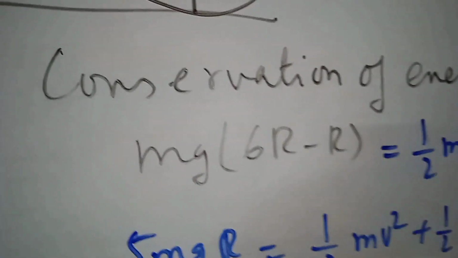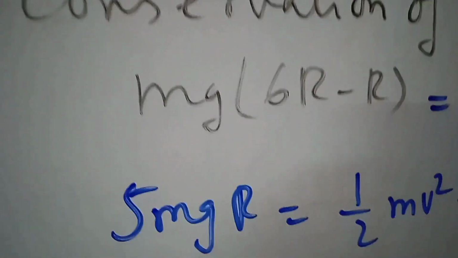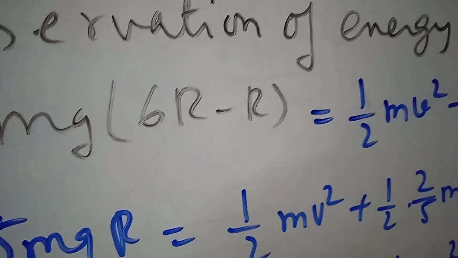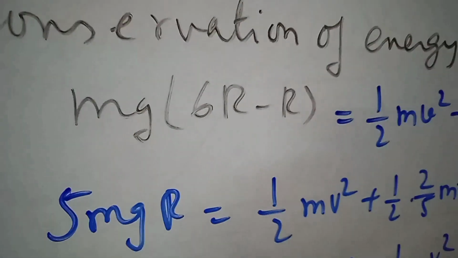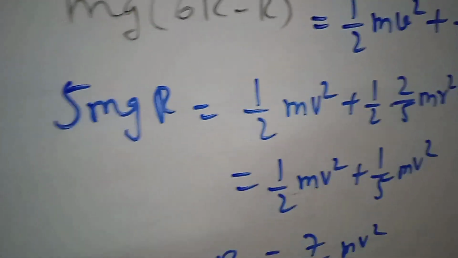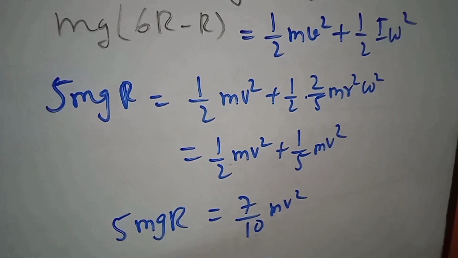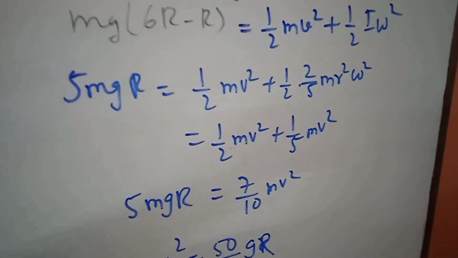So what we have done: mg into 6r minus r equals half mv square, because it will be falling to height r and you have to cover r, so that's why we are cancelling r. So now it is equal to half mv square plus half I omega square. That is, it is translational as well as rotational. That is the reason. So it is coming 5 mgr equals half mv square plus half I omega square.